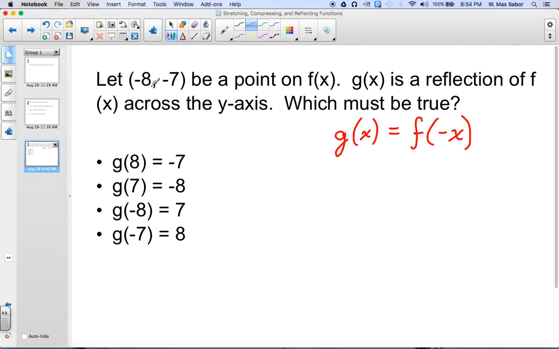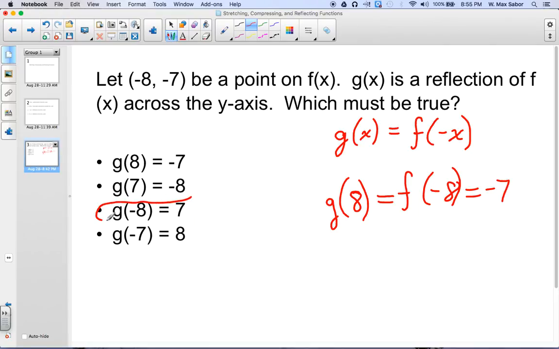So if we wanted to try these, we could say, okay, if I take f of negative 8, we know that that's equal to negative 7. But we also know that f of negative 8 is going to be the same thing based on this rule as g of 8. So g of 8 equals negative 7. That's this choice. Thanks.